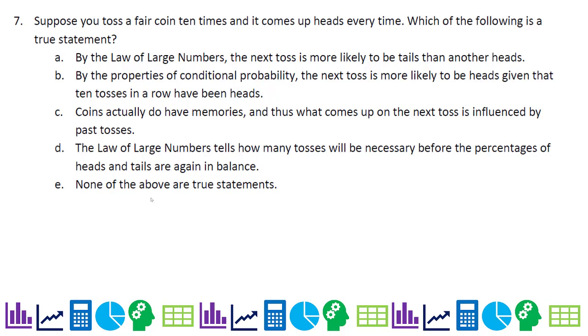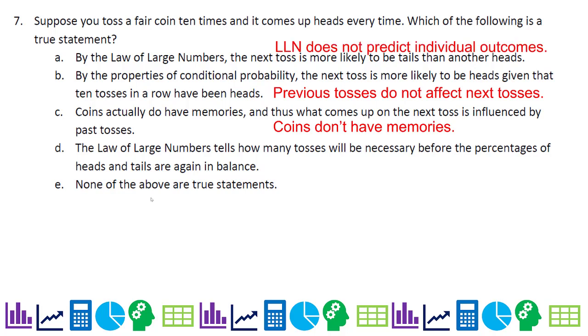Suppose you toss a fair coin and it comes up heads every time. Which of the following is a true statement? By the law of large numbers, the next toss is more likely to be tails than others. No. I'm going to go through these again.